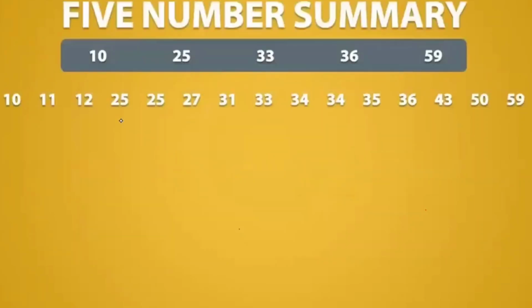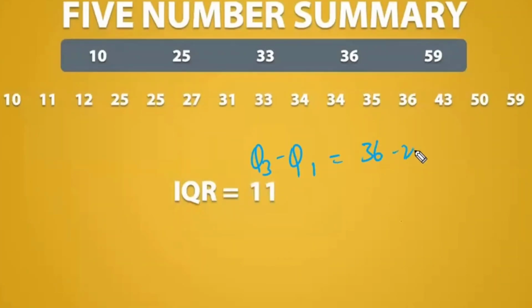Now for this data set, I have got the minimum value, Q1 value, Q3 value, and the maximum value. In this data set, is there any outlier? First, you have to calculate the IQR value. IQR is nothing but Q3 minus Q1, which is 36 minus 25, which is 11.